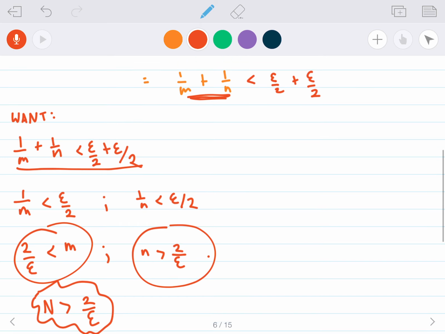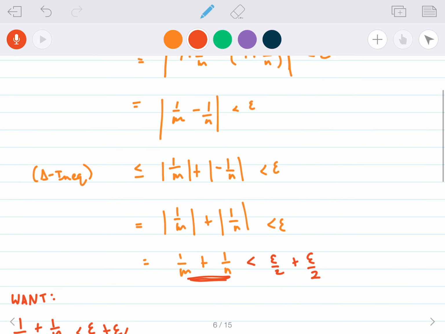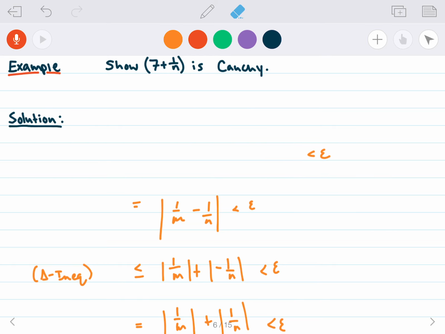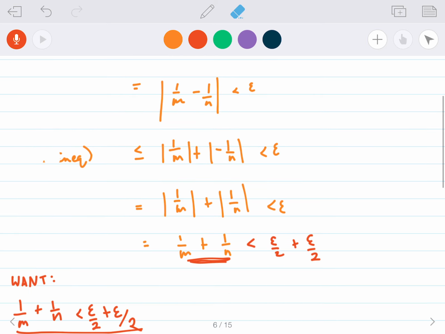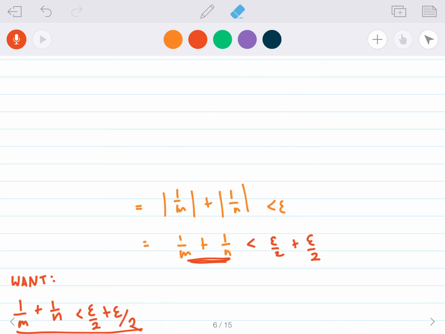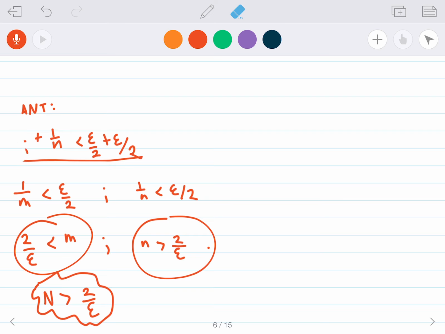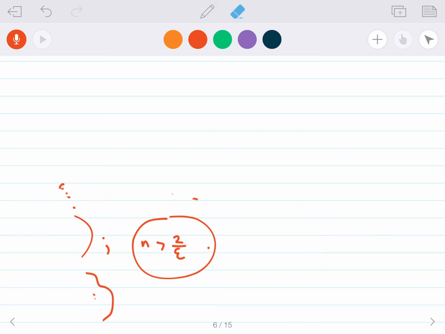All right, so let's go ahead and erase all of this stuff and write the formal proof, now that we know what capital N was. That was the point of the scratch work, to figure out what capital N had to be. And we can find such a capital N by the Archimedean property, so capital N is bigger than 2 over epsilon.